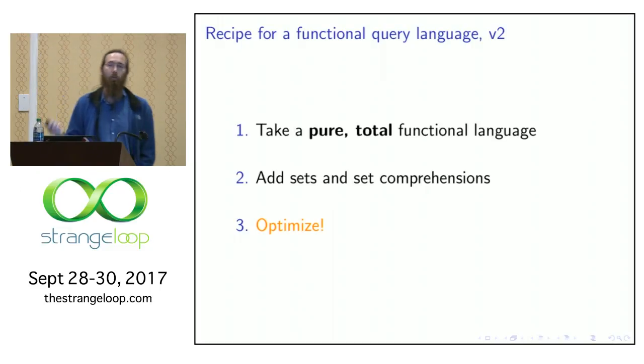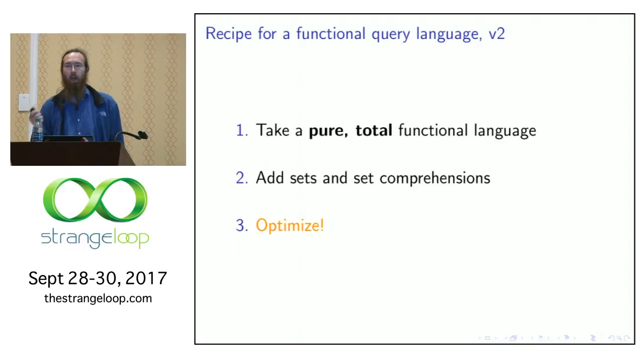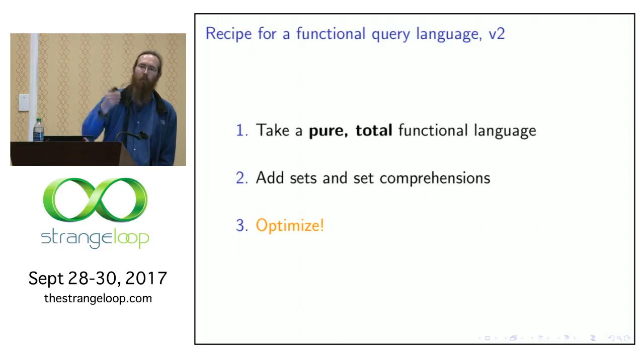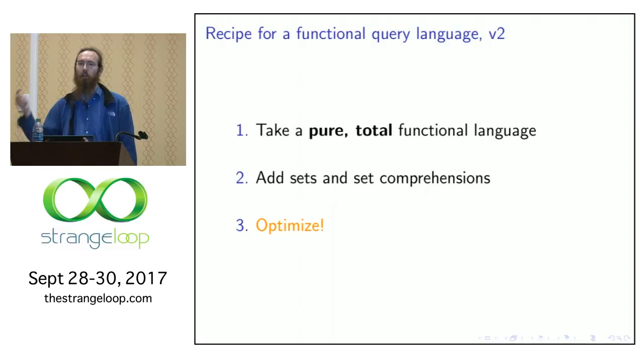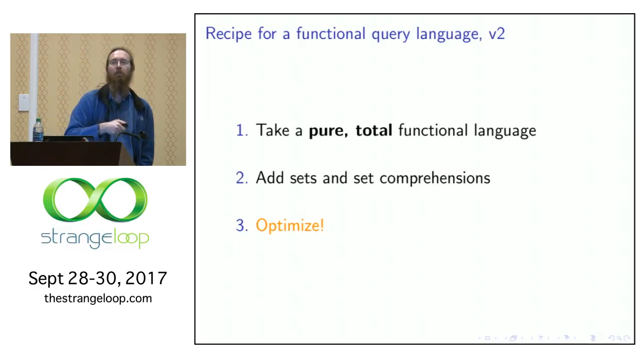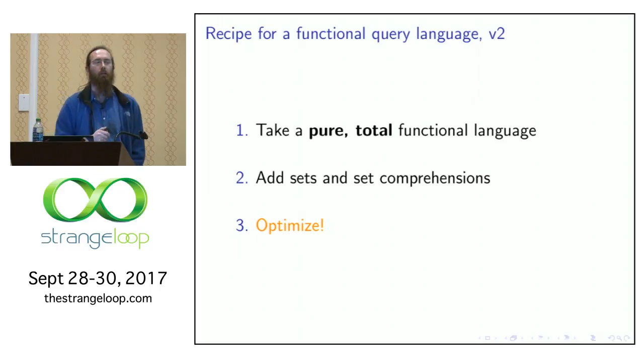So we take a pure and total functional language, we add sets and set comprehensions, and then we optimize. And of course, this is the bit that's kind of an open question. How much can we optimize? Can we get all of those things that we had for databases and apply them to sets and set comprehensions in a pure and total language? And I think we can, most of them.